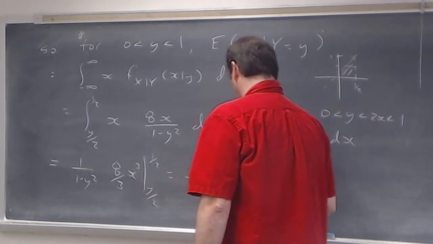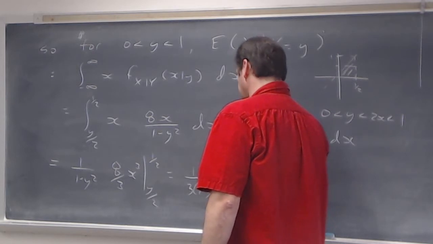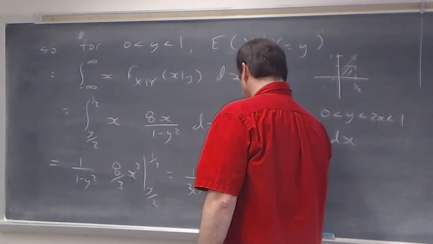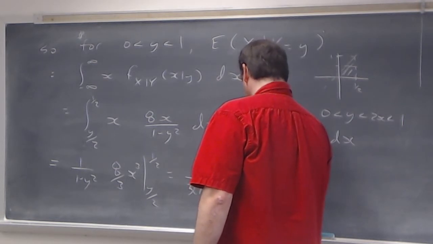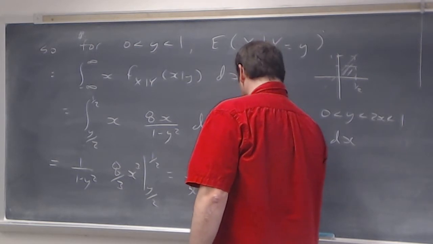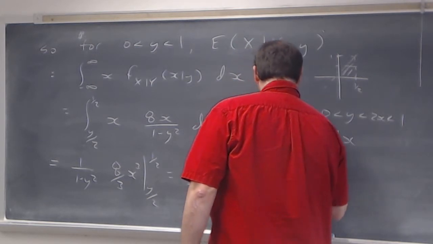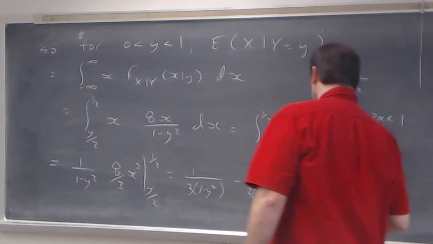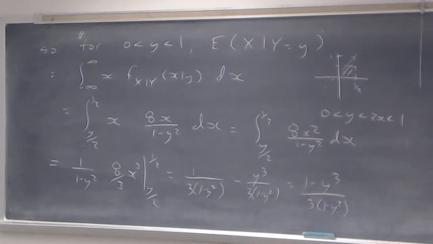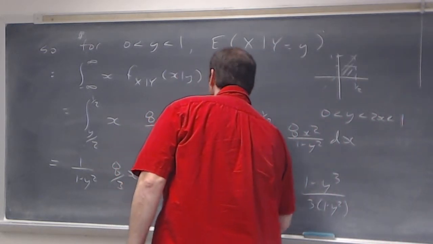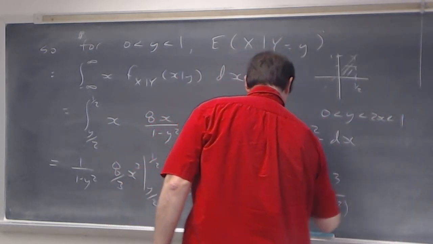It's going to cancel with that y there. And so we have minus, it's going to cancel with that 8 there. We're going to have a minus 1 or y cubed over, I think this is 3 times 1 minus y squared. So 1 minus y cubed over 3 times 1 minus y squared is our answer for this conditional expectation. And here we're having restrictions, again, for 0 is less than y is less than 1.